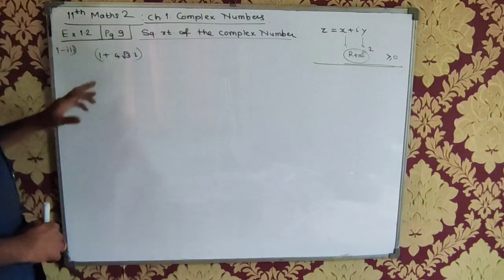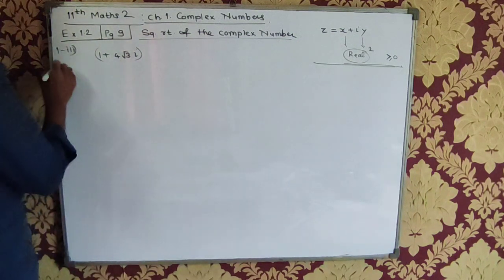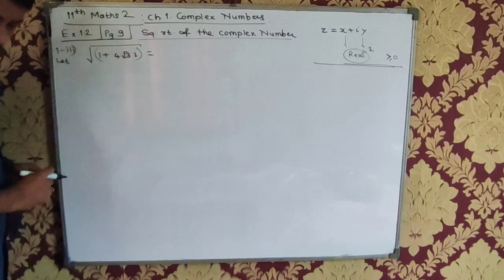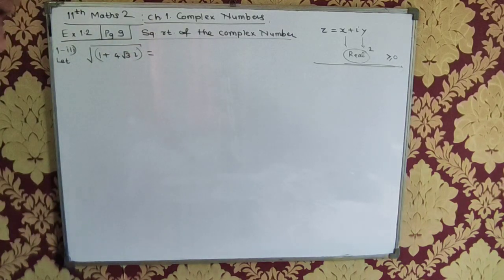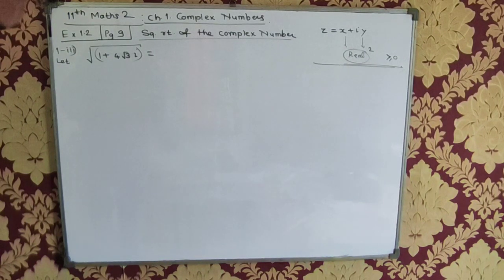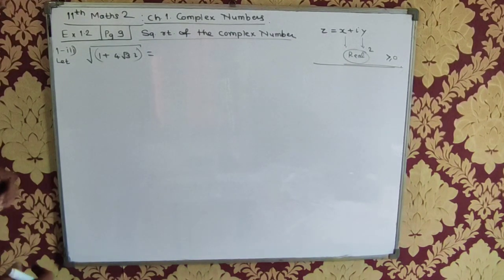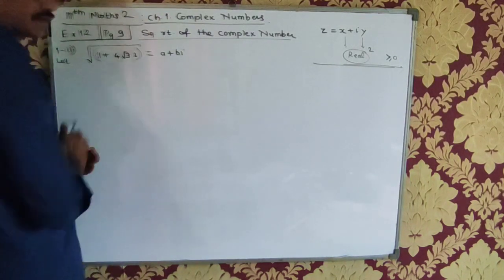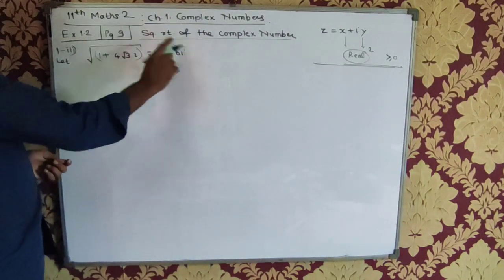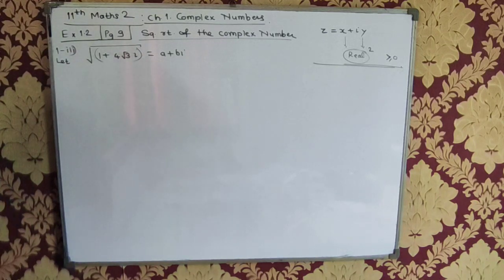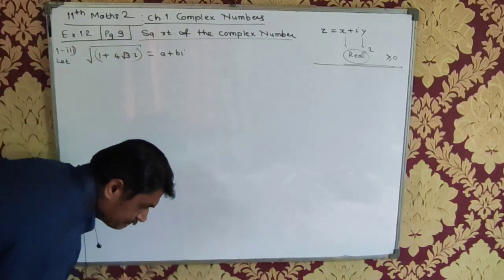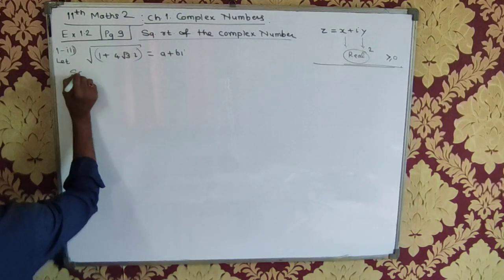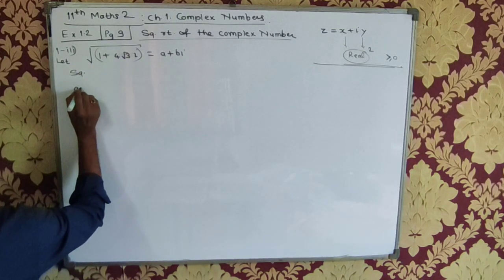I want to find out the square root of this, so I say let the square root of this be equal to x plus iy, or a plus ib. So I have to find out a and b. So what will we do? I square both the sides. Because I am scared of the square root side, so squaring both the sides, this will become a square.